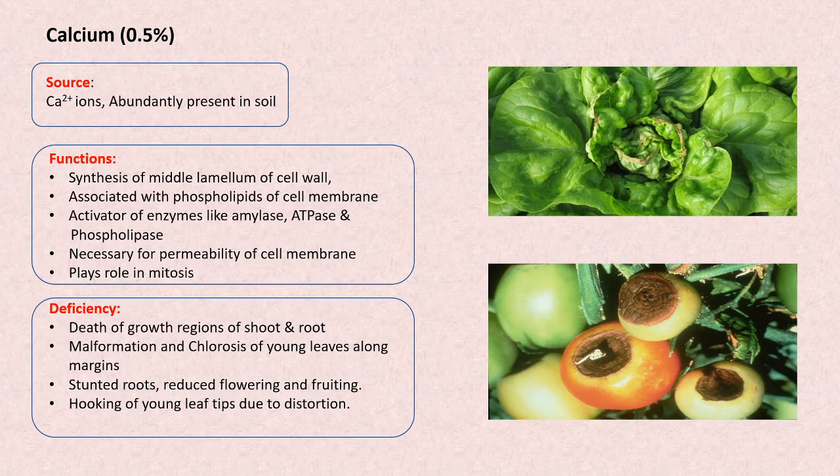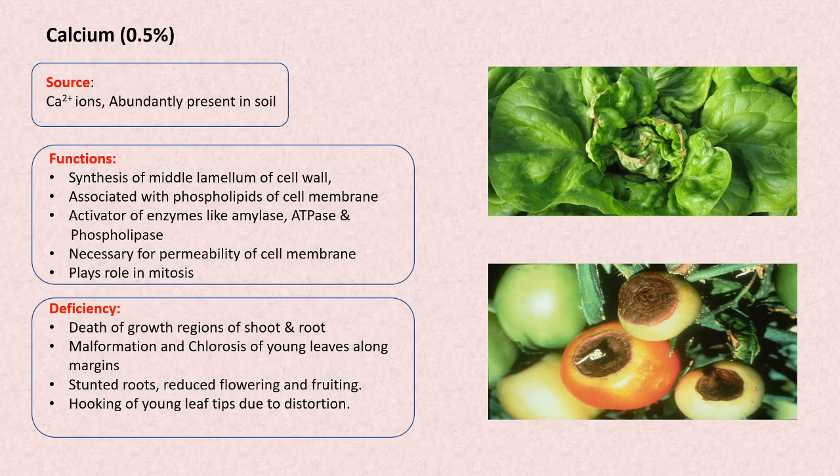Then calcium. Calcium is also one of the important macronutrients. It forms 0.5% of dry weight in plants. Then source of absorption: calcium is absorbed as calcium 2 plus ions, Ca2 plus ions, and it is abundantly present in the soil. Very seldom is its deficiency observed in the soil.